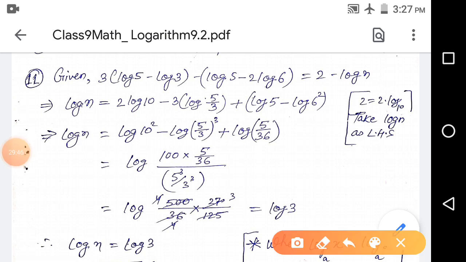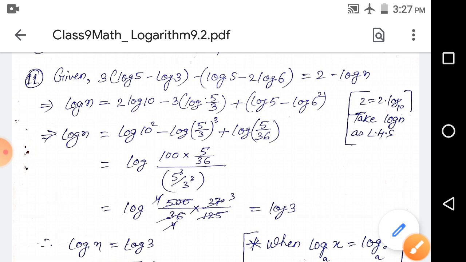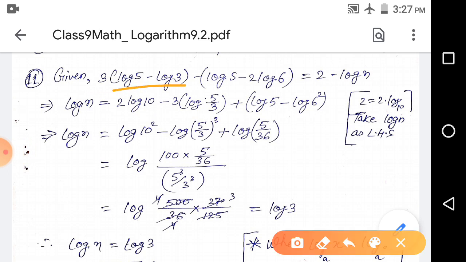With this 2 log 10 we can subtract all those terms. See this 3 log 5 minus log 3: log 5 minus log 3 means log 5 by 3, using the quotient law for this bracketed term only. So we got 3 log 5 by 3, and this 3 log 5 by 3 is taken on the right hand side. And this one is again taken on the right hand side.